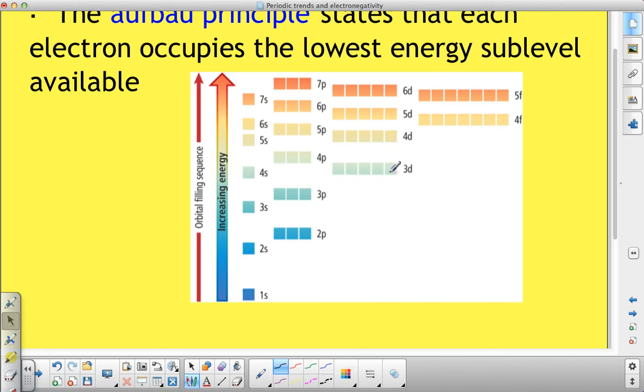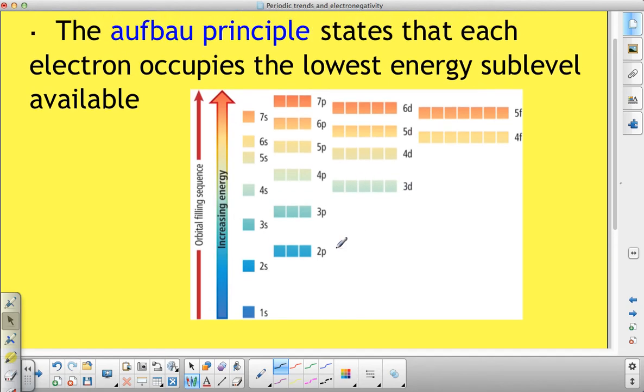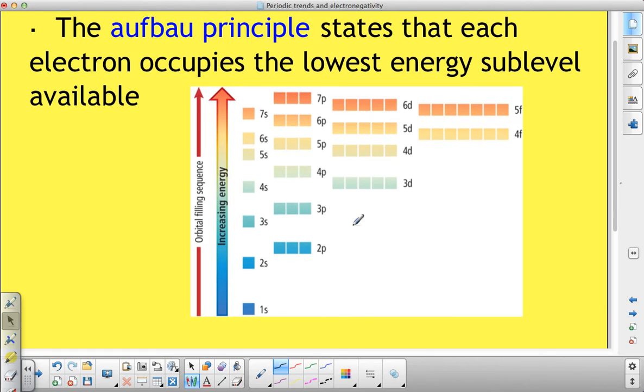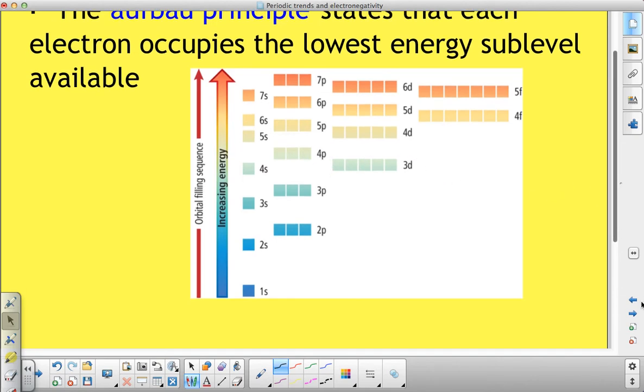If copper has 9 in the 3d and all it has to do is steal 1 from the 4s to make 10, it's going to do that. It's going to fill up this 3d so that it's happy and more stable and not erratic out there with 9 electrons in its outermost shell. Again, that is an advanced chemistry concept, but just know that it does indeed occur.